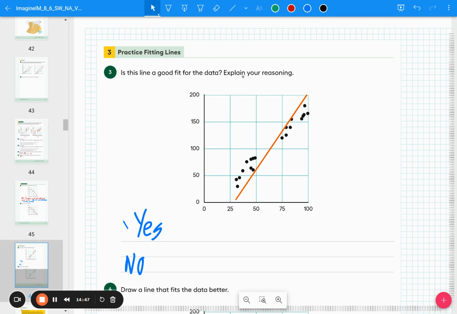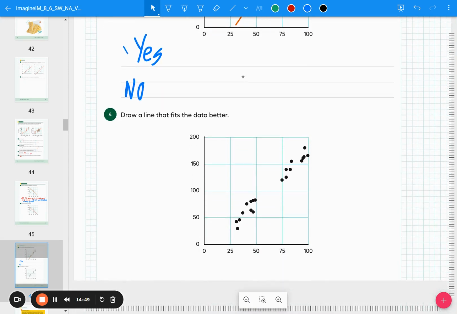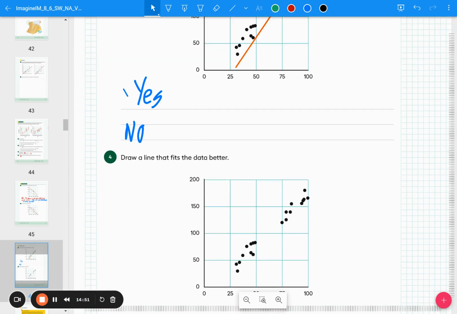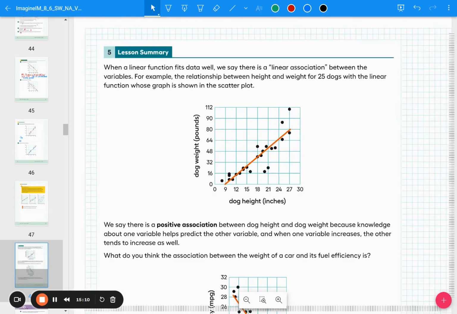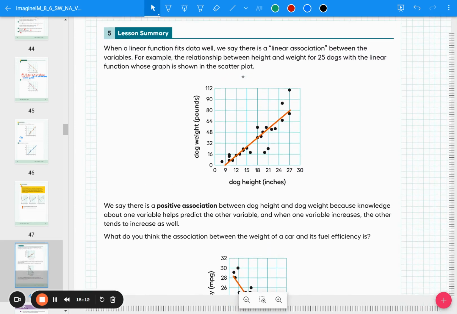Let's draw a better line of best fit. Where might we draw one that's better? Okay. Let's make our line of best fit through here, because now I got more dots touching the line. Maybe that's it. We're not going to do that part. And that's our summary. So let's talk about our summary.